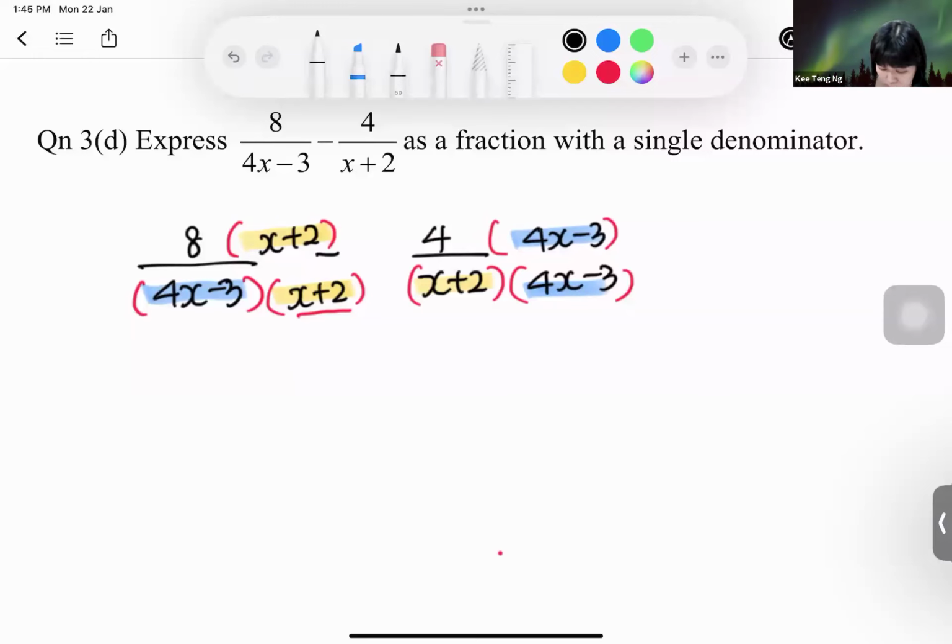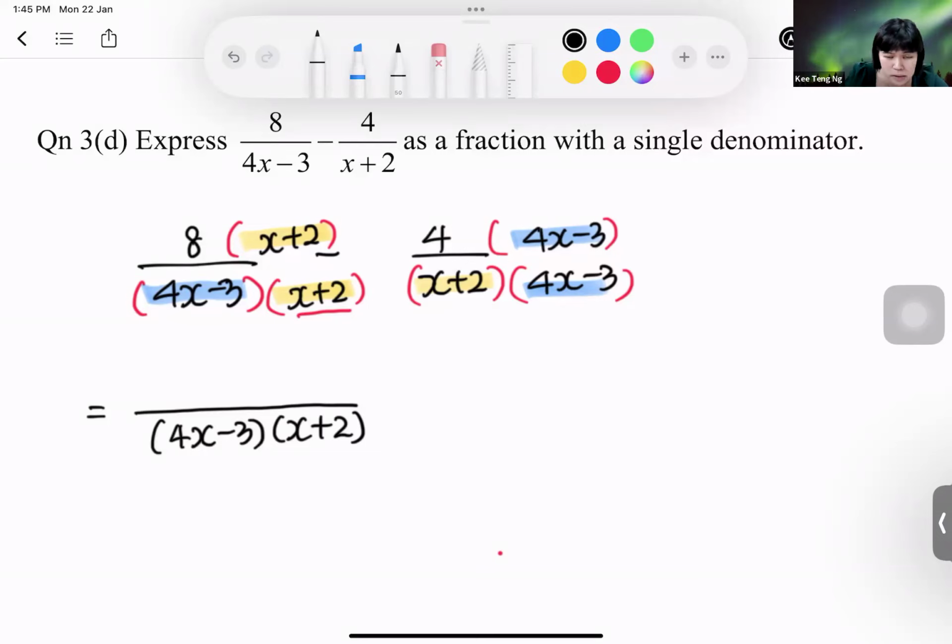Do not expand your denominator, leave it factorized. Now, let us expand the numerator only. So this will be 8 times x, 8x, 8 times 2, 16. I'm not combining the fractions yet. This is still a subtraction, so I'm going to write down the minus sign.